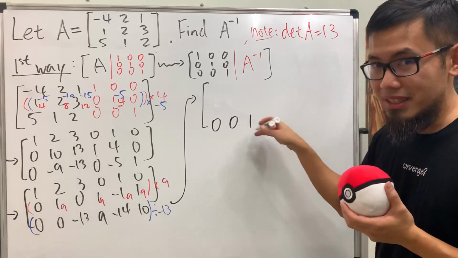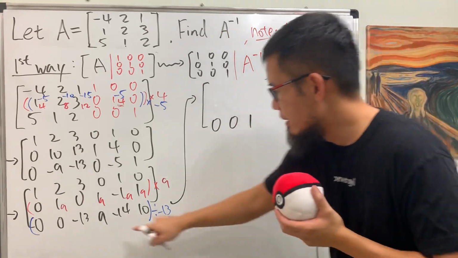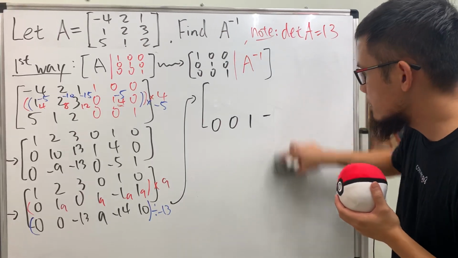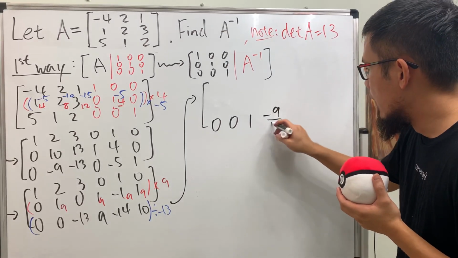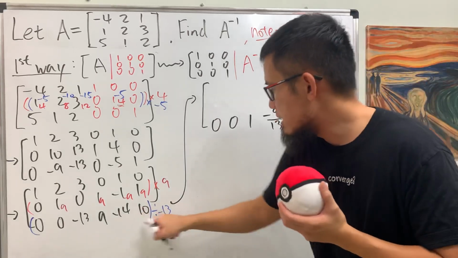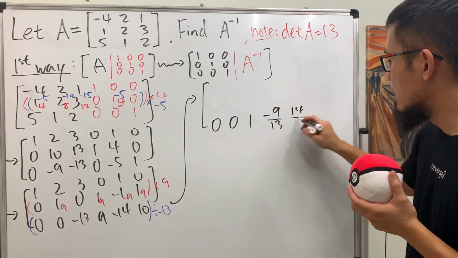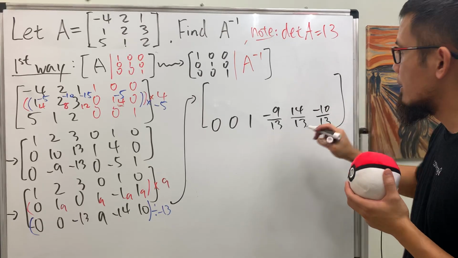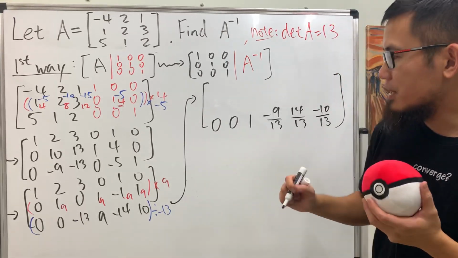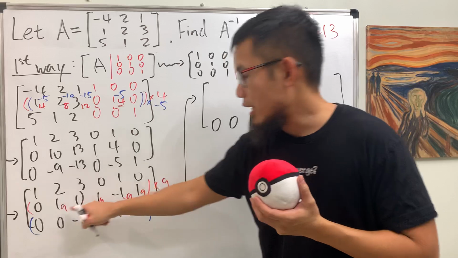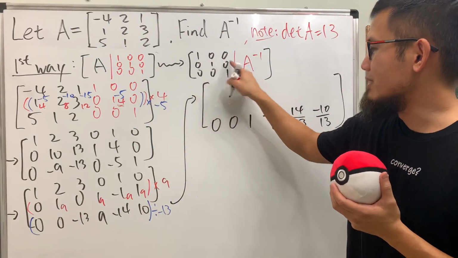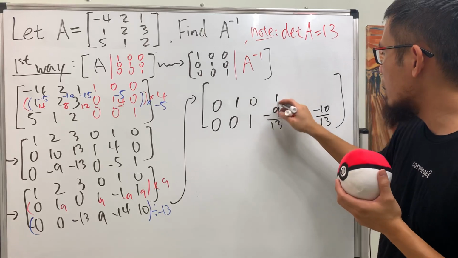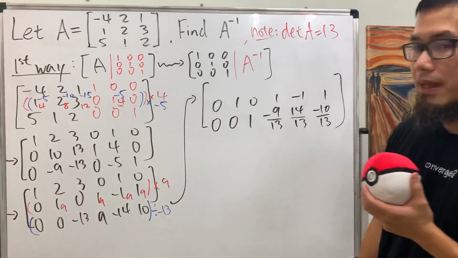Oh, you see, the last row is going to be done already. And here we have -9 over 13. And then +14 over 13. And then -10 over 13. Okay, perfect. Now, this row is actually done as well, because we have the 0, 1, 0, so pretty good. So 0, 1, 0, and then 1, -1, and 1.